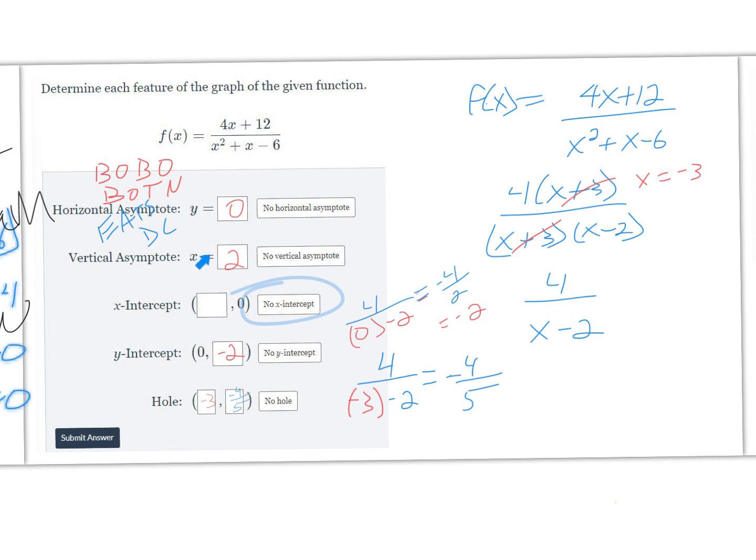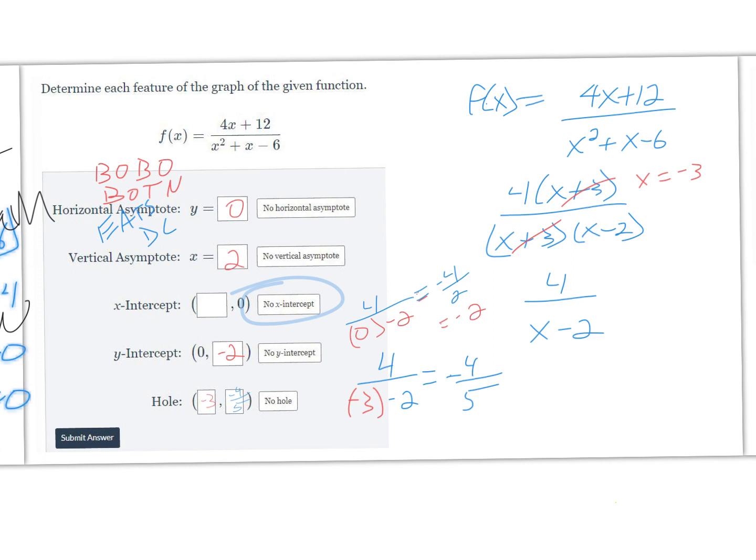Now, the vertical asymptote is when we set the denominator, after we've factored and simplified it, equal to 0. And in this denominator, we have x minus 2. So the 2 is what's going to give us a 0. So we'll have an asymptote at x equals 2.